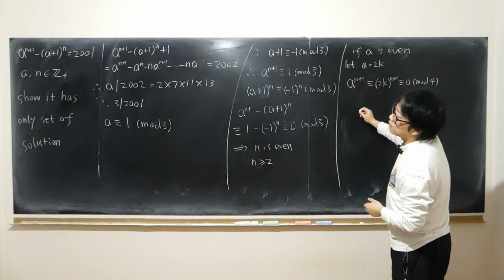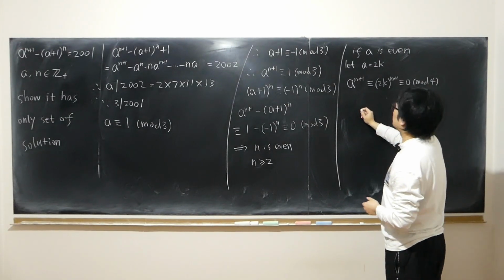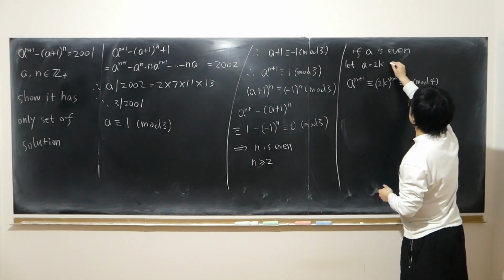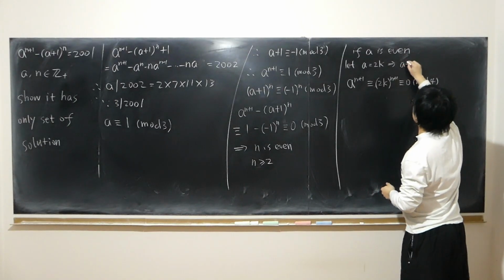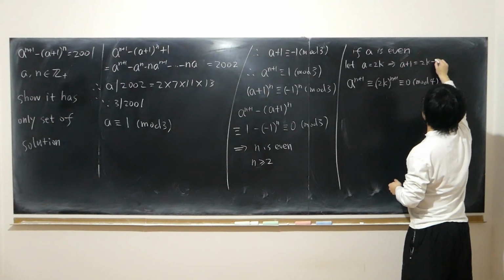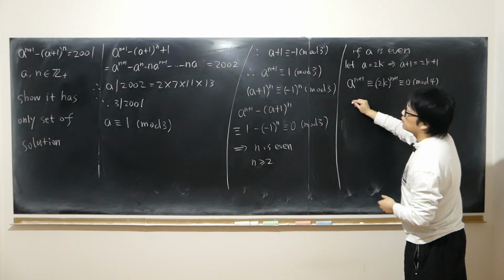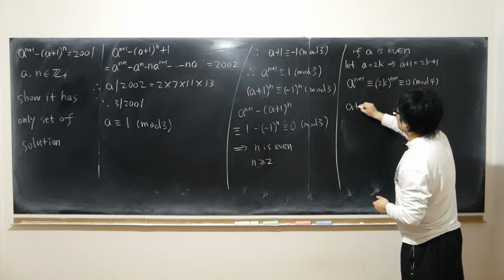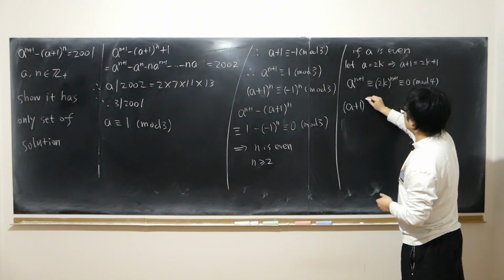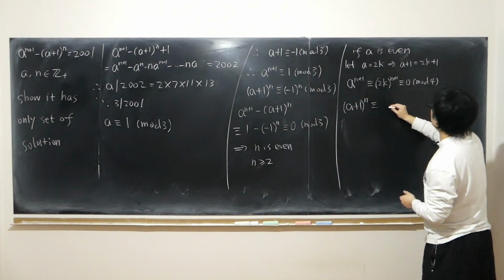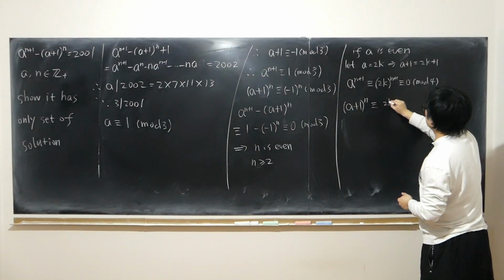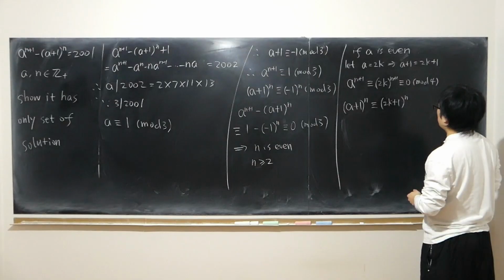Then there is the term a plus 1 to the power of n. Here a plus 1 is equal to 2k plus 1, where k is some positive integer. So a plus 1 to the power of n this time equals 2k plus 1 to the power of n. What is that?